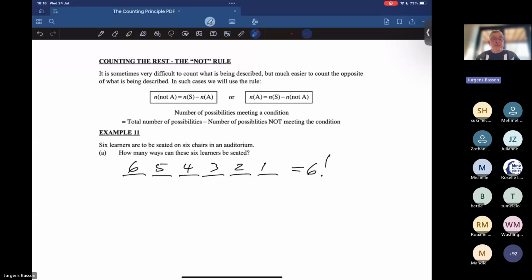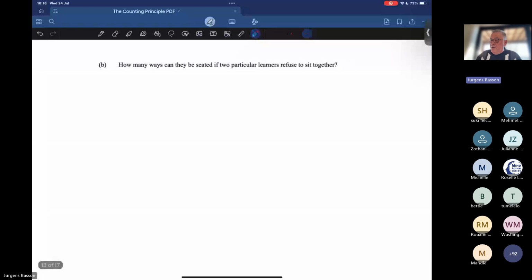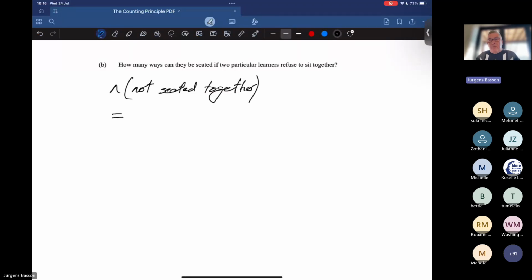So how do we write it down? We're going to do exactly this. So we can say the n of not seated together is equal to my sample space, 6 factorial, subtract, seated together.